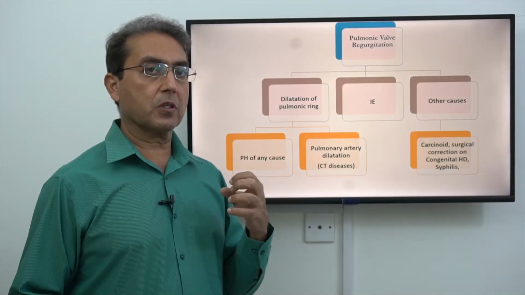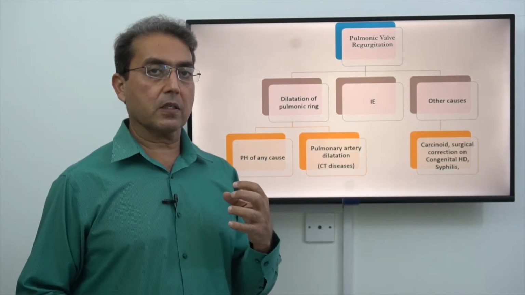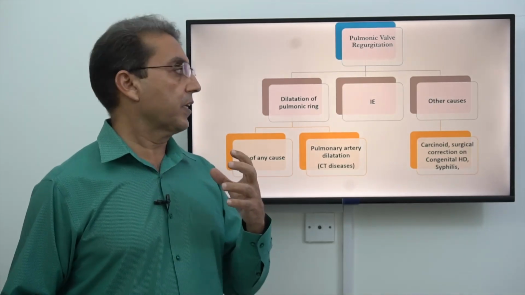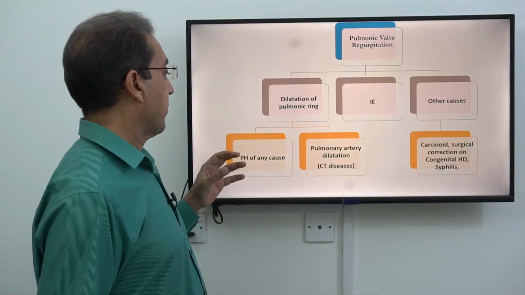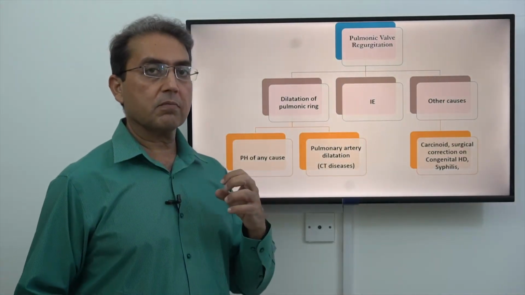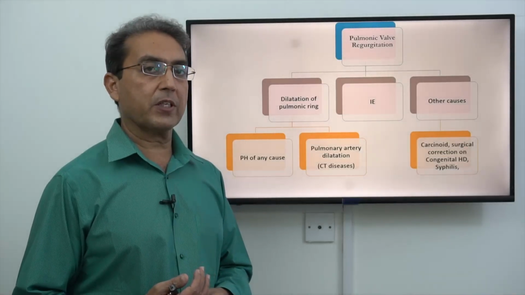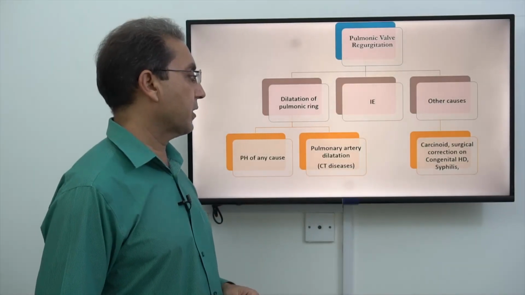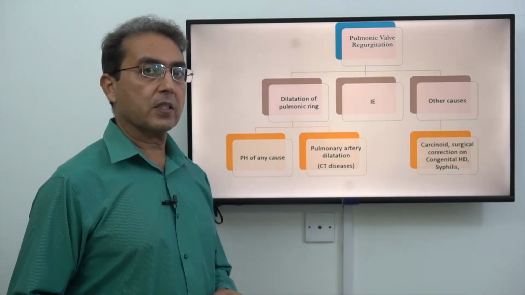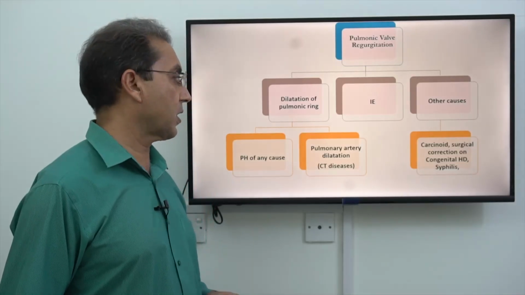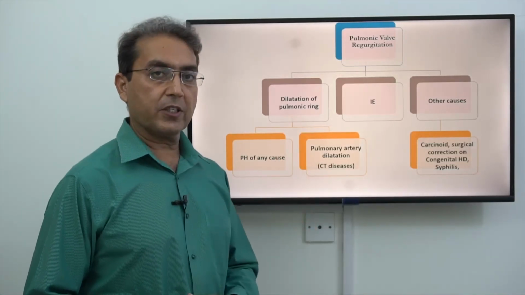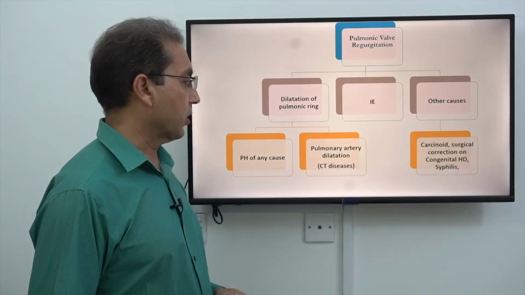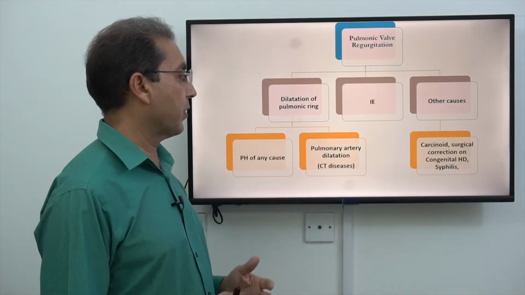And if this situation continues, the right ventricle ultimately dilates and starts failing. Now the causes include pulmonary hypertension of any cause. Anything which can cause pulmonary hypertension can result in pulmonary regurgitation. And pulmonary artery dilatation may result in pulmonary regurgitation. For example, a patient may have connective tissue diseases like Marfan syndrome or Ehlers-Danlos syndrome, so they may cause pulmonary regurgitation.